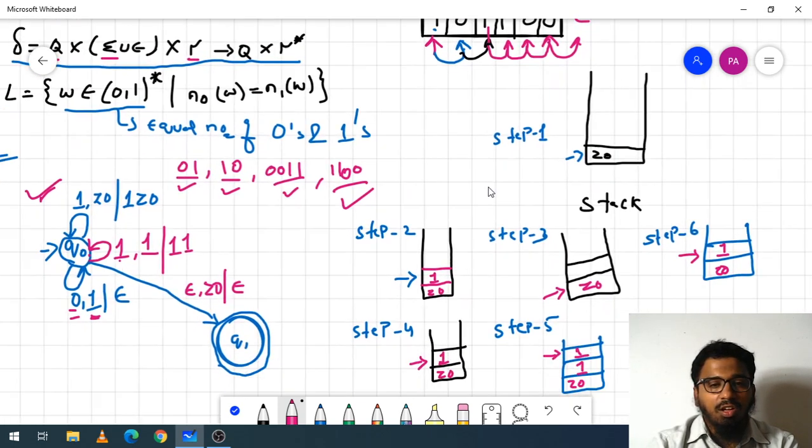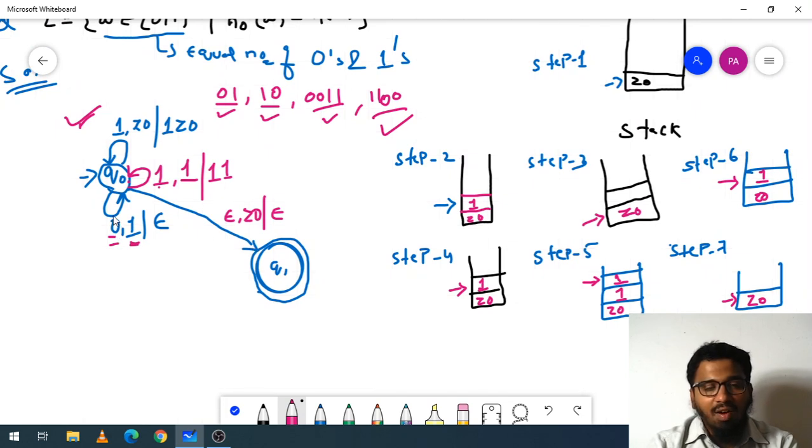Step 6 is 0. So when we have a 0, what is at the top of the stack? The top of the stack is 1. So (1, 0) gives epsilon. We are not performing any operation; we are just popping the data, but we are not adding anything.